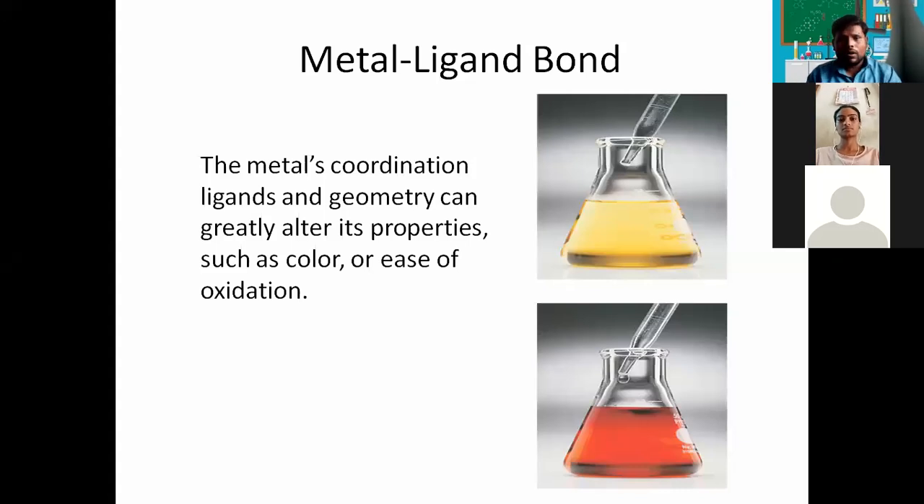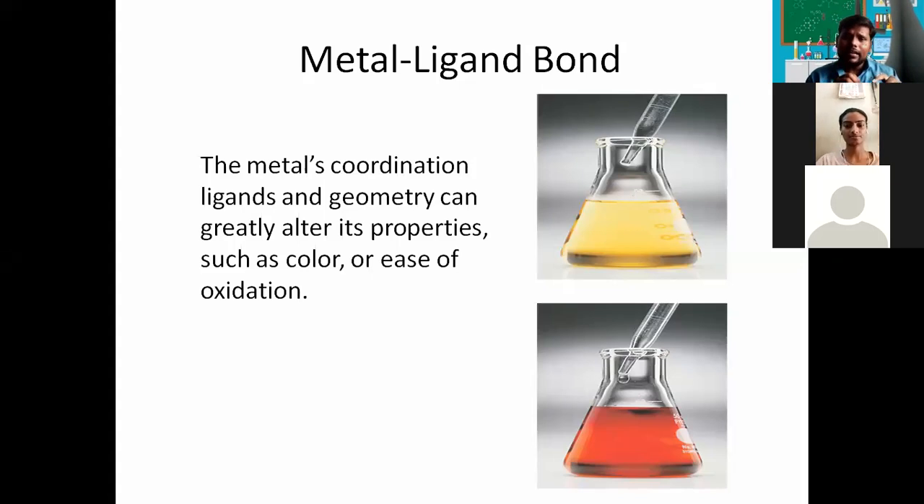Good afternoon, everyone. In the last lecture, we studied metal ligand bonding. The coordination compounds, their different geometries and different properties all depend on their structure and the number of coordinated ligands. The number of ligands decides the number of valencies.